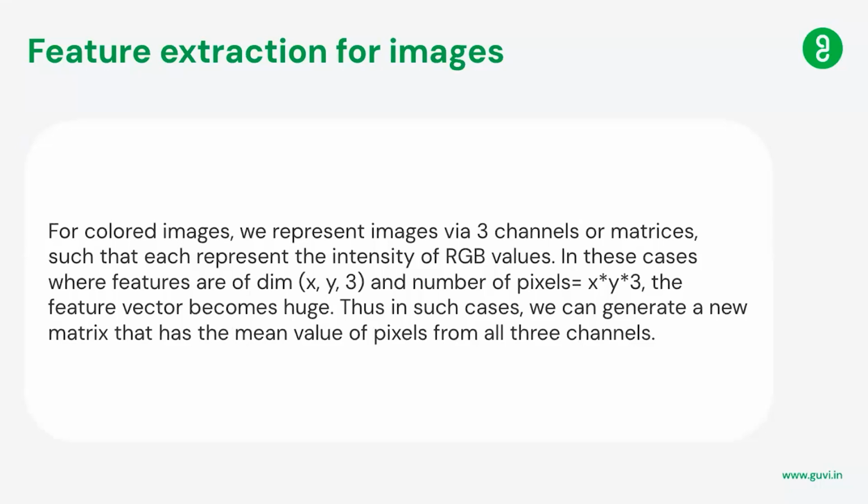Similarly, you get another matrix which will have the intensity of green color, and then another matrix for blue color. So your feature dimensions will be x comma y comma 3, because you have three different matrices, and x comma y are the two dimensions of your particular image. Now, in those cases, what happens is your feature vector becomes huge, right?